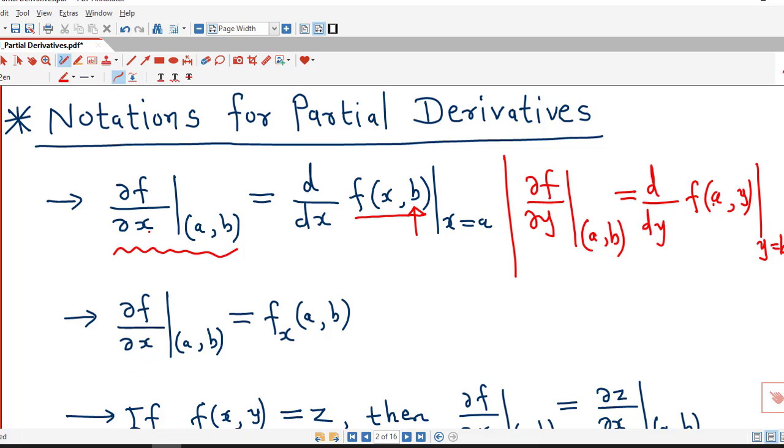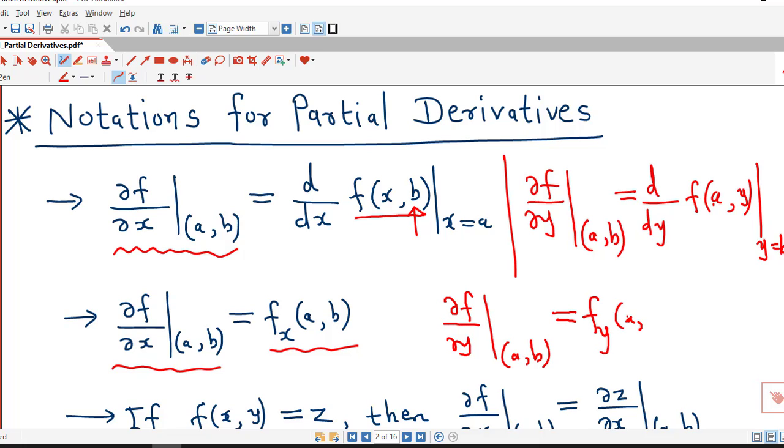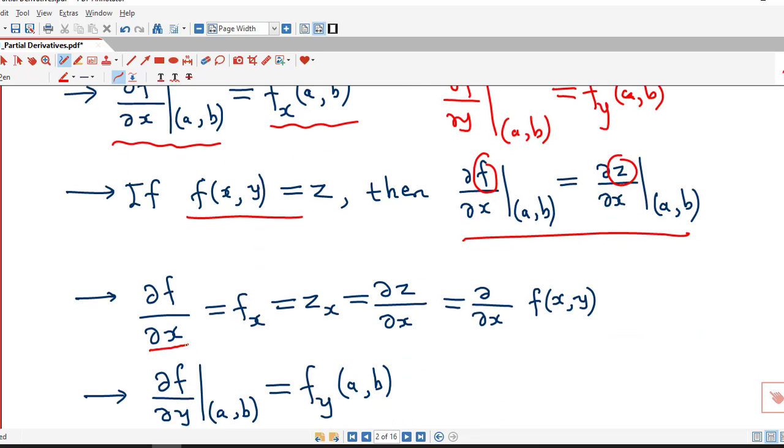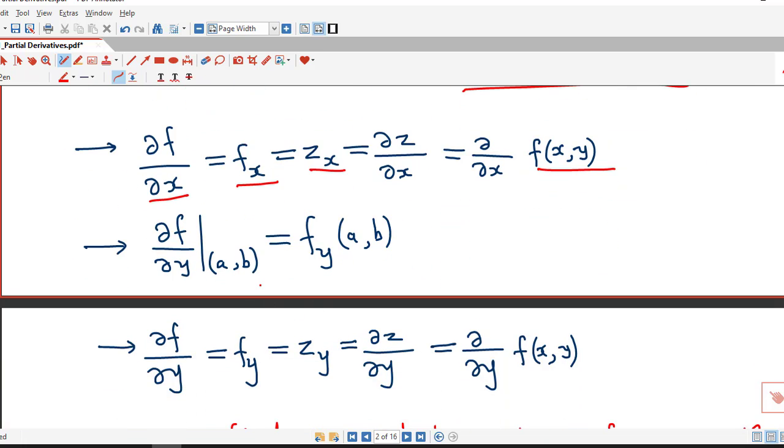This is another notation. These two are the same. We can write it in this way also. This partial derivative can be written in this way also. Similarly, the partial derivative with respect to y can be written as f suffix y at point (a, b). If f(x, y) equal to z, then we can write z in place of f also. Both are the same. These are other notations. These are partial derivatives at any point (x, y). Del f by del x can be written as f suffix x, or if f(x, y) equal to z, we can write z suffix x. Here also we can write del z by del x, or the partial derivative of f(x, y) with respect to x. And these are similar derivatives with respect to y.